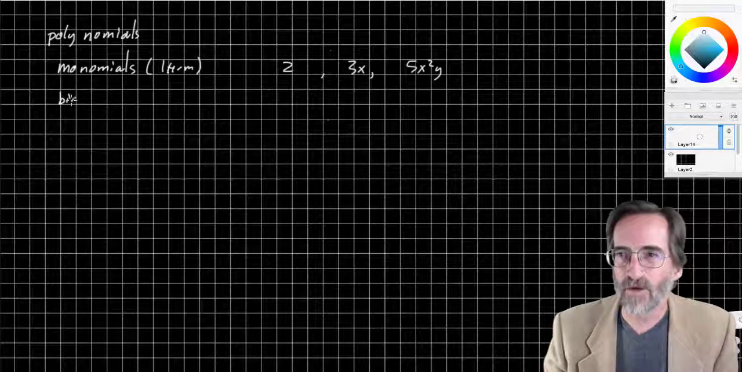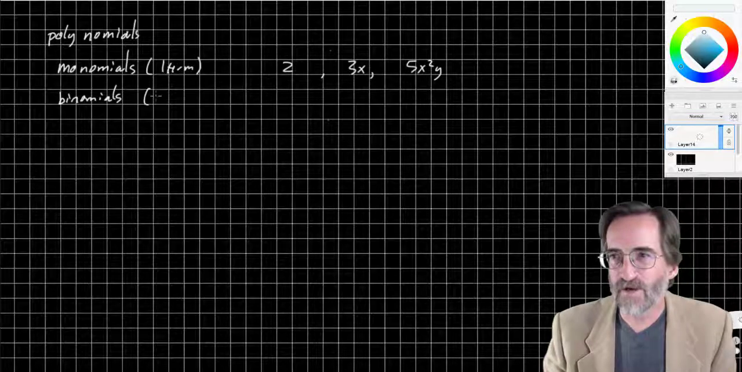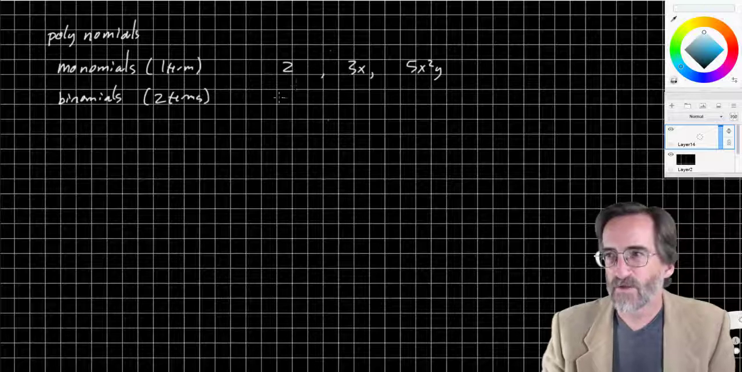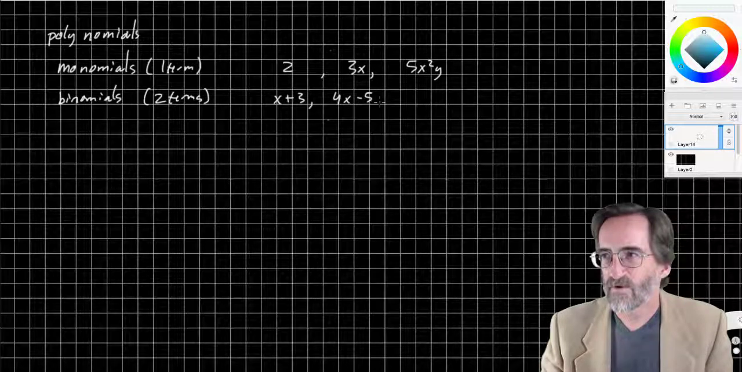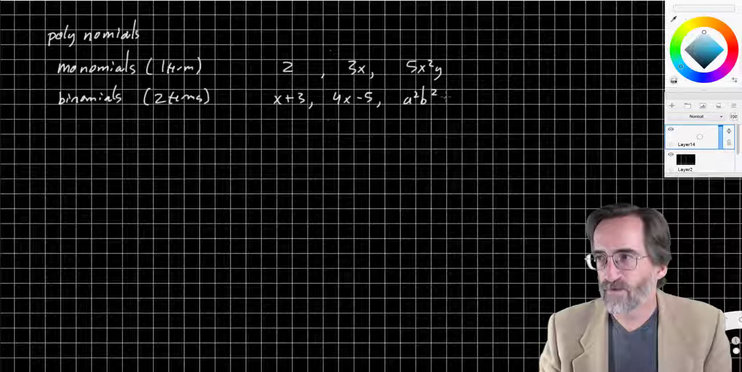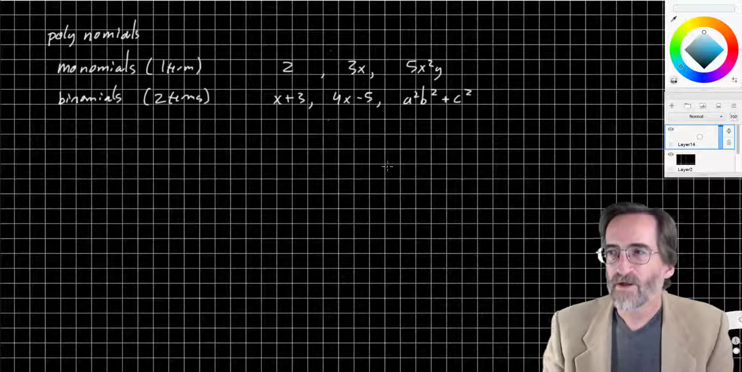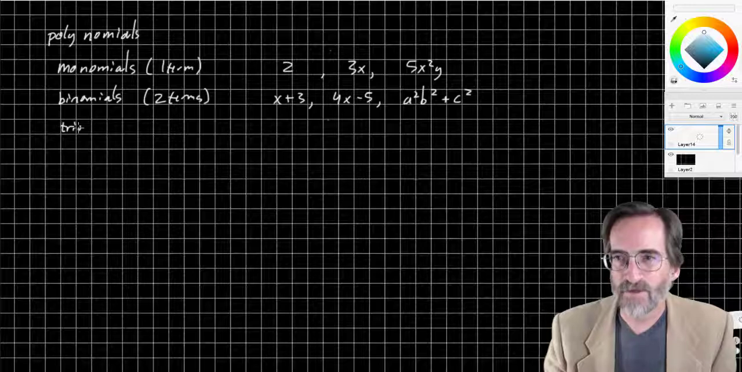They can be binomials. That means they have two terms. So they can be like x plus 3, 4x minus 5, a squared b squared plus c squared. Those are all binomials. Trinomials.